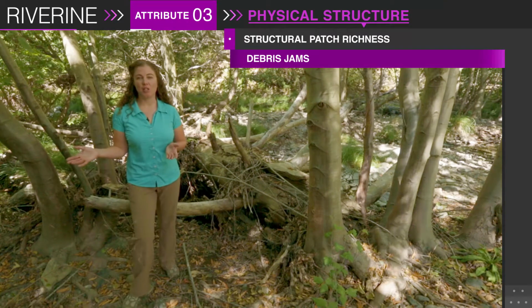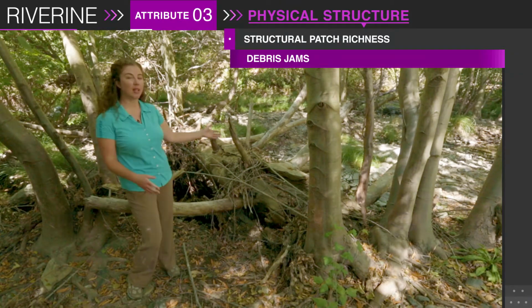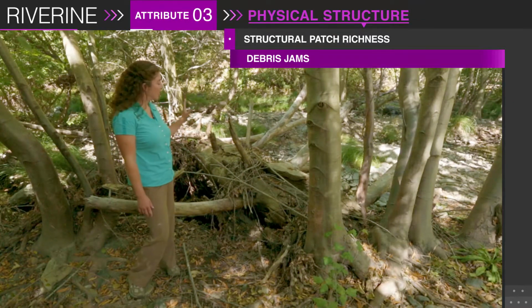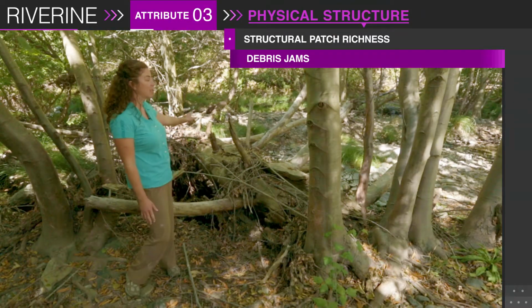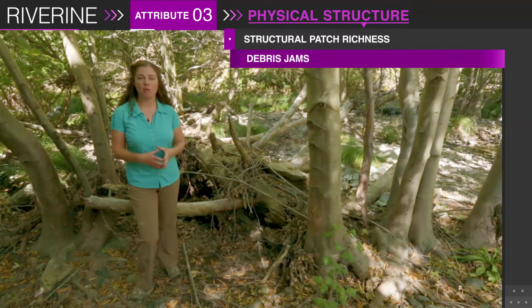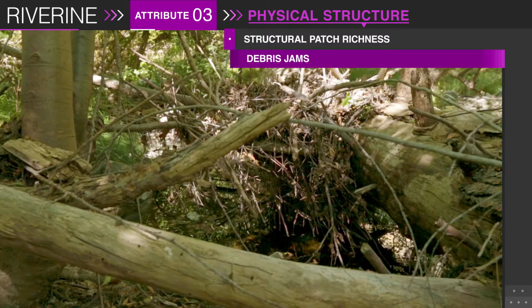This is a high energy creek. It's able to transport large material, such as this log, which then catches any other debris that's coming down in a flood, creates a debris jam. The debris jam alters the flow of water and sediment. It forms a scour pool, which creates habitat, and it adds complex physical structure to the creek.